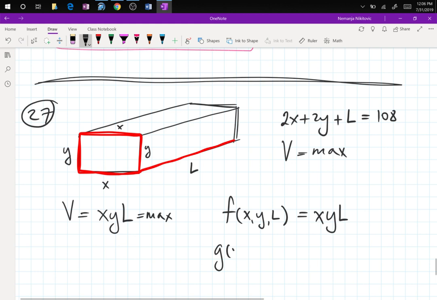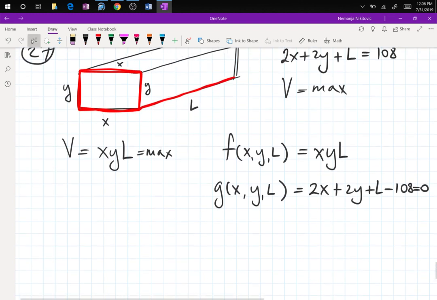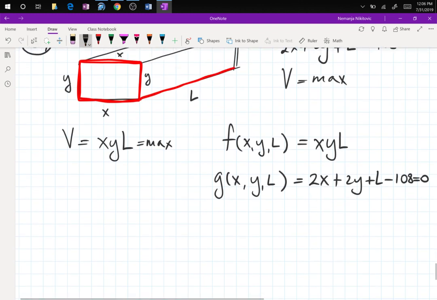And my constraint function G is 2x plus 2y plus L minus 108 equals 0. And then later on, we're going to put it equal to 108 just so you're annoyed.